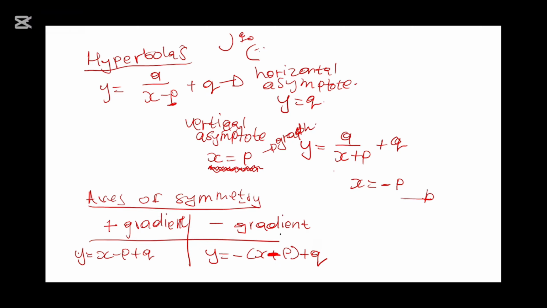Alright, so let's say they're looking for the positive gradient. Basically, you're going to take your axis of symmetry where x minus p plus q, you can see that. So this one represents the positive gradient. Then for the negative gradient, you normally put a negative in front, then you look at the bracket where x is x minus p.